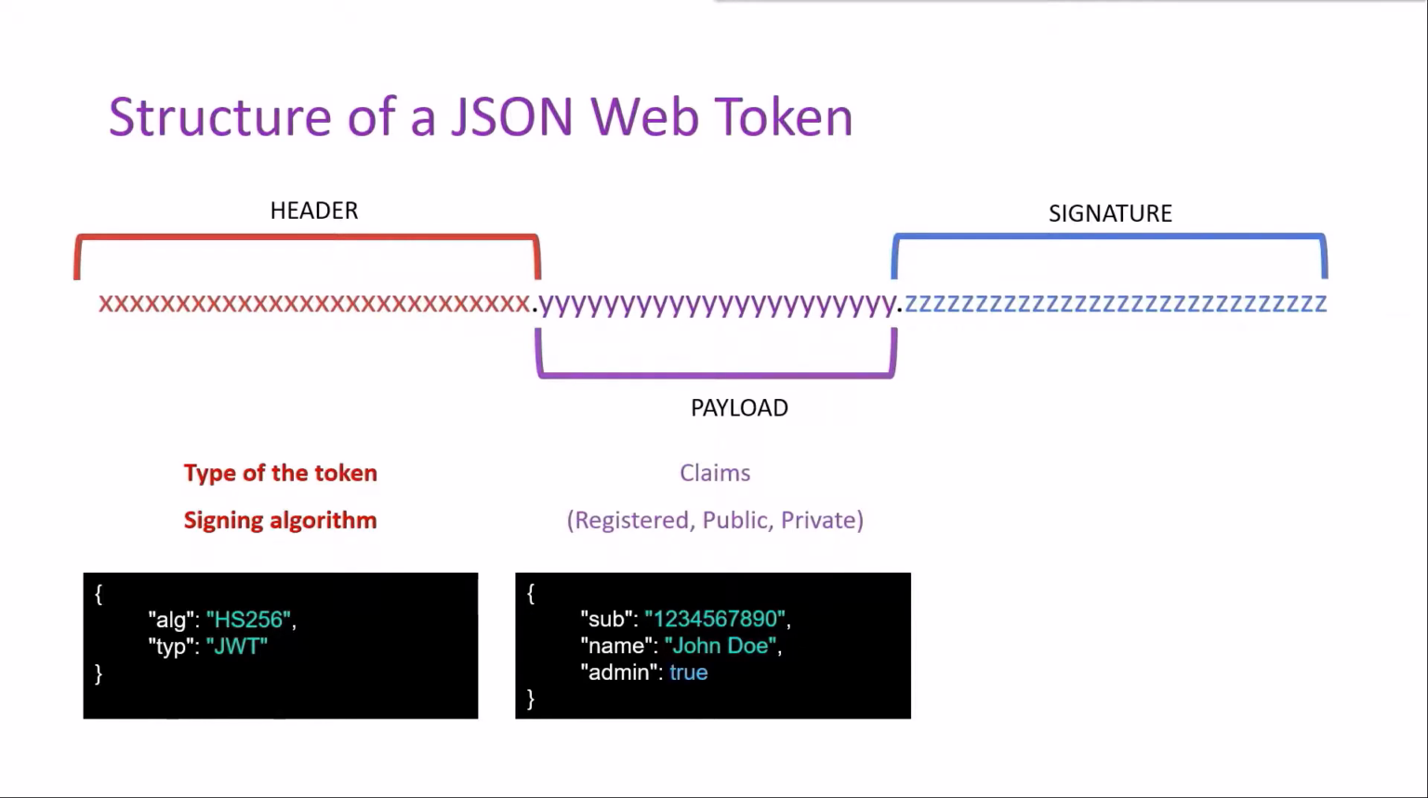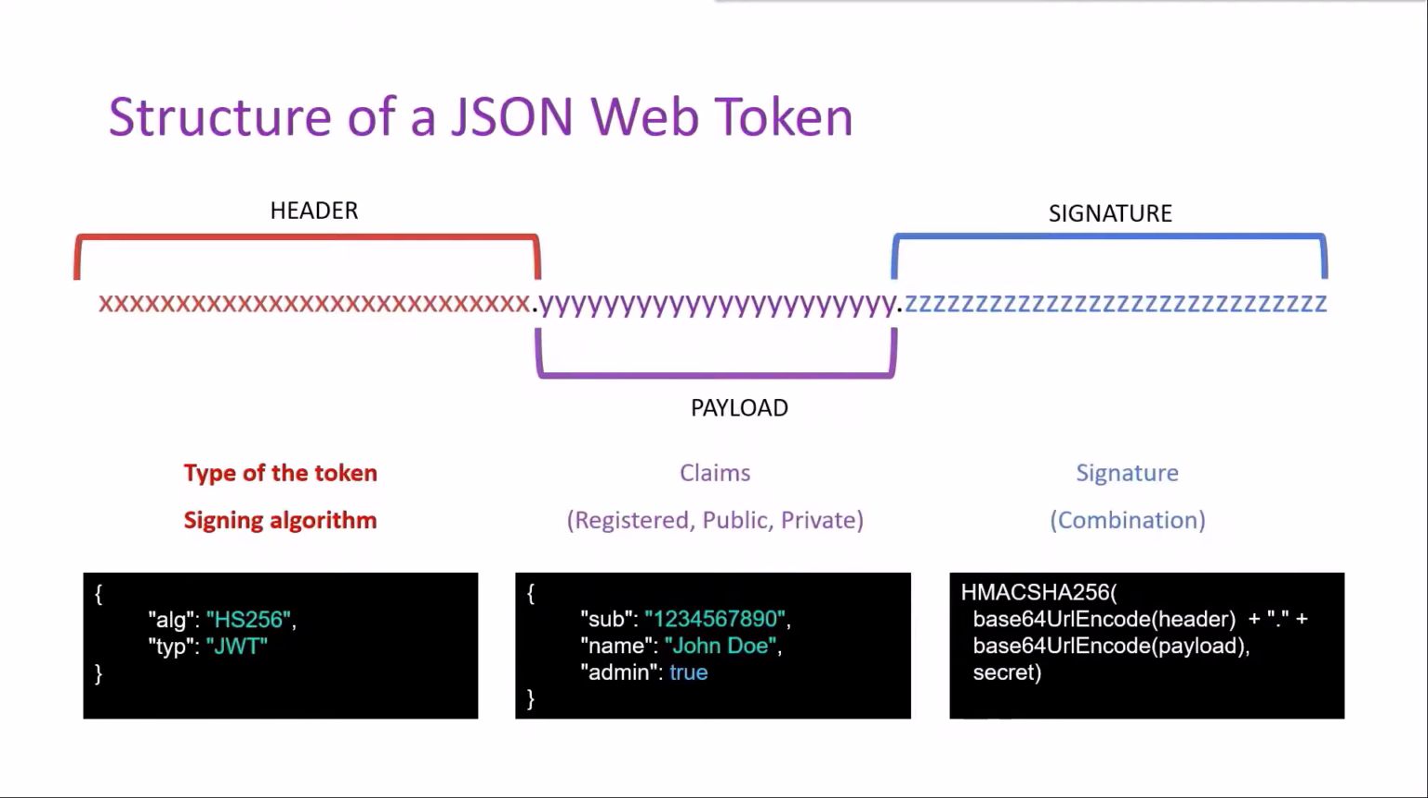The last part is the signature of the JWT. To create this signature part, you have to take the encoded header, then the encoded payload and a secret, and then to sign this, the algorithm specified in the header is used.